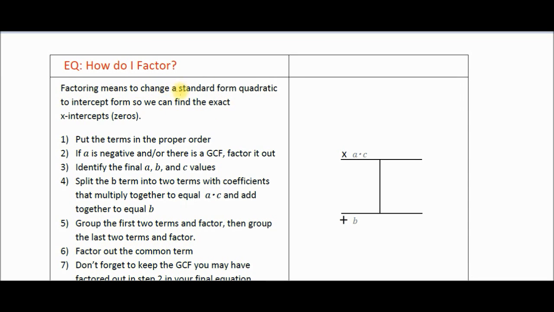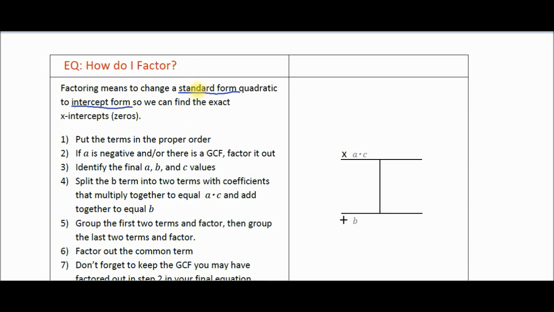Factoring means to change a standard form quadratic to intercept form, so we can find the exact x-intercepts. Remember, x-intercepts can also be called zeros, they can also be called roots, and they could also be called solutions.